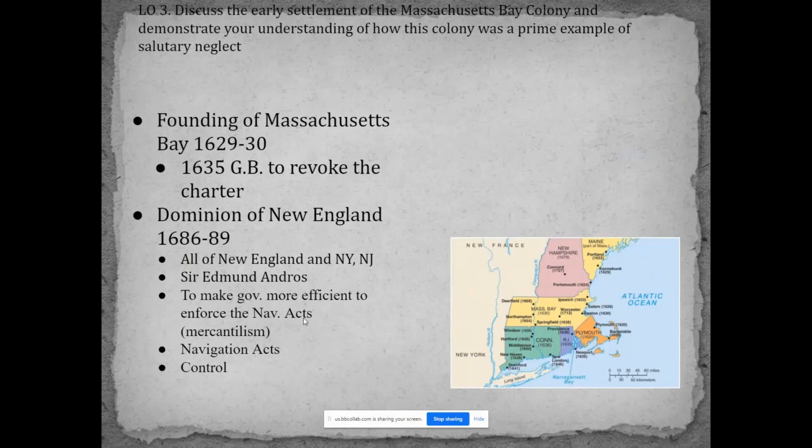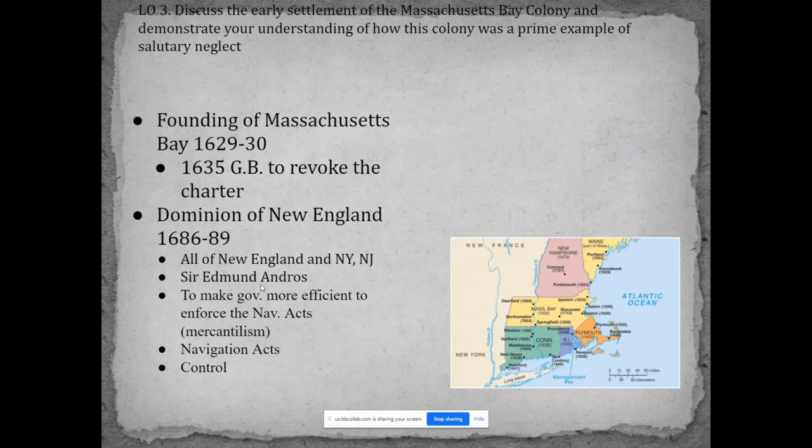To make a long story short, the Dominion of New England is going to utterly fail. It's not going to work, right? First and foremost, it has a lot to do with the type of leadership. This guy right here goes in with this kind of iron fist and arrests people that disagree with him, shuts down schools, shuts down newspapers, and is really trying to enforce British law on this place, right?